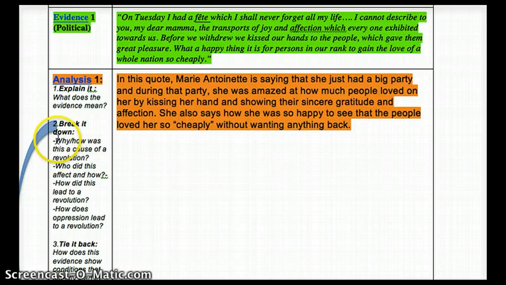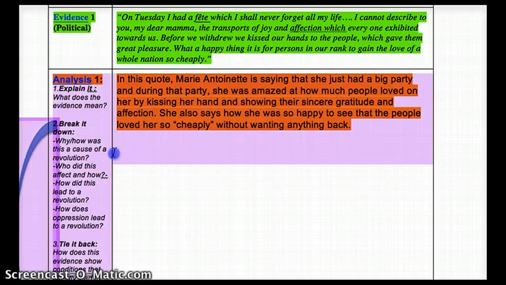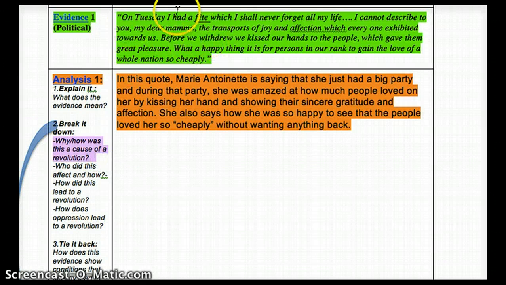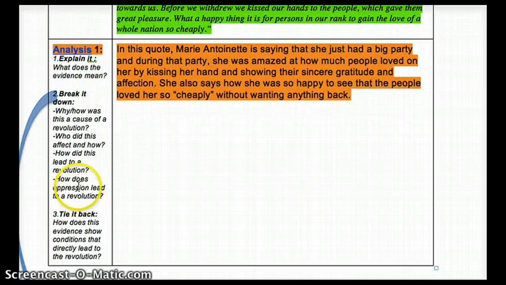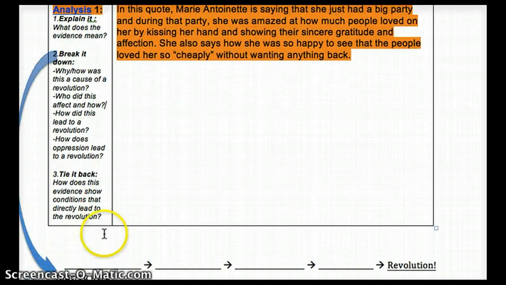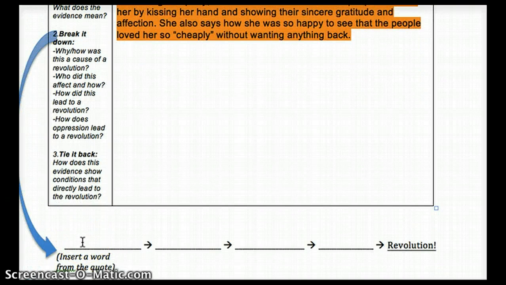Now is the break it down part, which is the hardest. And look, I've given you some questions to help you. First question is, why did this quote cause the revolution? Who did it affect and how? How did this lead to a revolution? And in general, how does political oppression lead to a revolution? To help you do this, I've designed this little box on the bottom to help you break down literally the quote, to see how one thing from the quote can lead to a revolution.